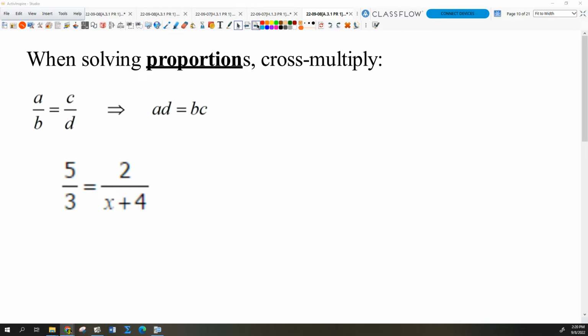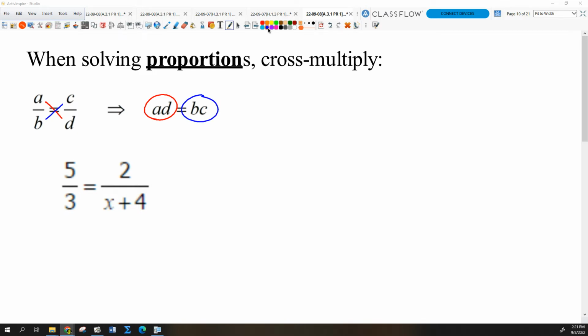When you're solving proportions, rather than going through the whole process of clearing fractions, and you can do that, what it all boils down to is the same thing as just cross multiplying. So you can take a big shortcut here. When you have a proportion, you can say that that cross product, A times D, is equal to that cross product, B times C.